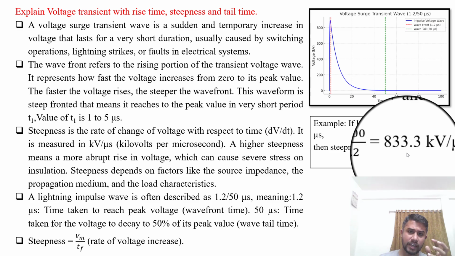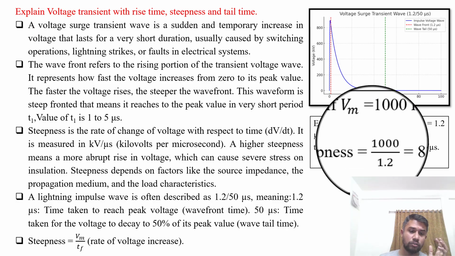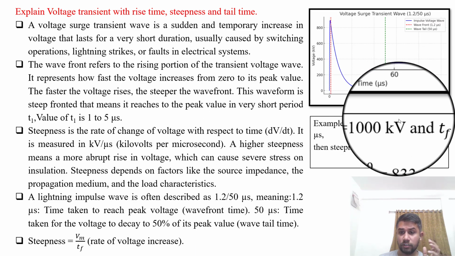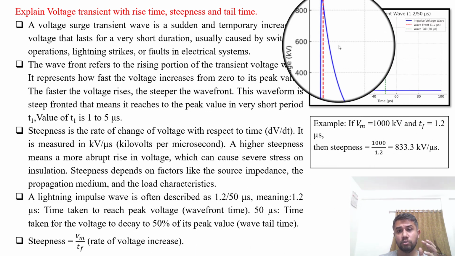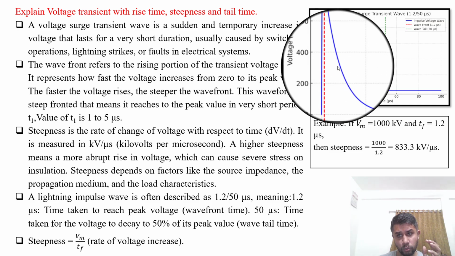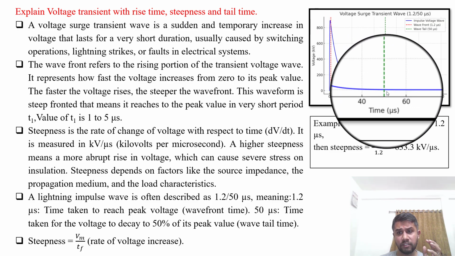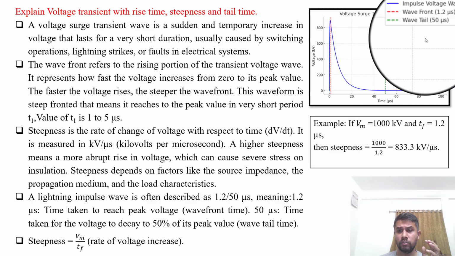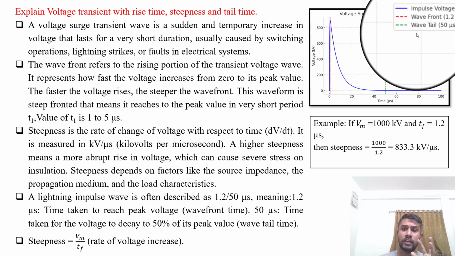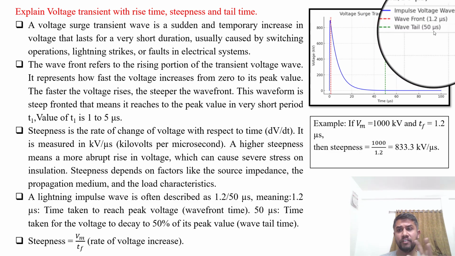And the steepness that I have already gone through is calculated by the maximum voltage divided by its front time, that is TF, the rise time. So the rate of voltage increase is calculated with this. Here, from the peak value until it reaches 50% of that value, this time is known as the tail time, that is the wave tail time. It is 50 microseconds.